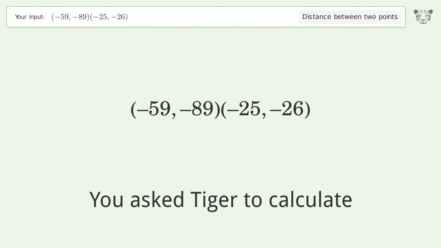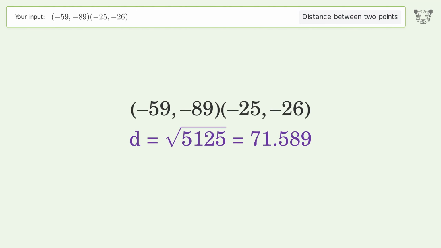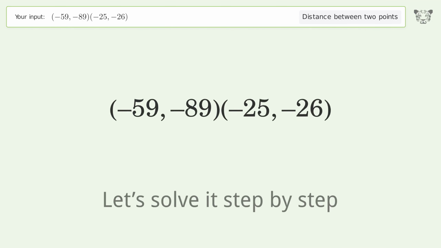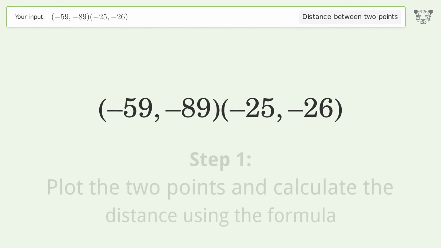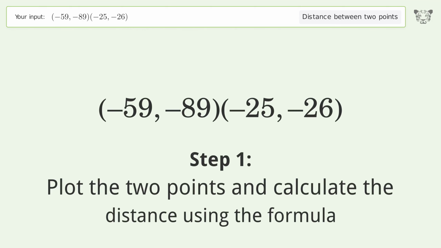You ask Tiger to calculate. This deals with the distance between 2 points. The distance between the 2 points is the square root of 5,125 or 71.589. Let's solve it step by step. Plot the 2 points and calculate the distance using the formula.